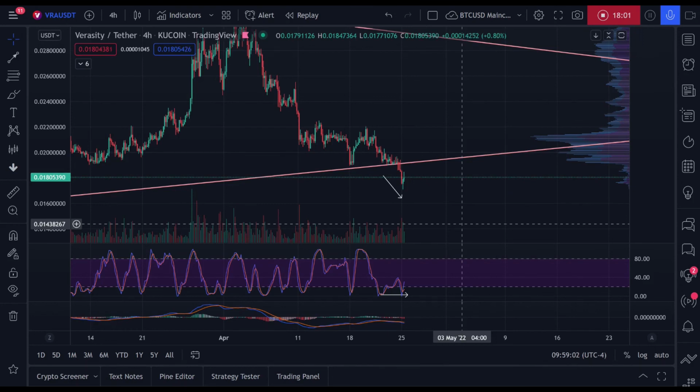Enjoy this markup. I believe that this is finally the day we see positive price action in the market.